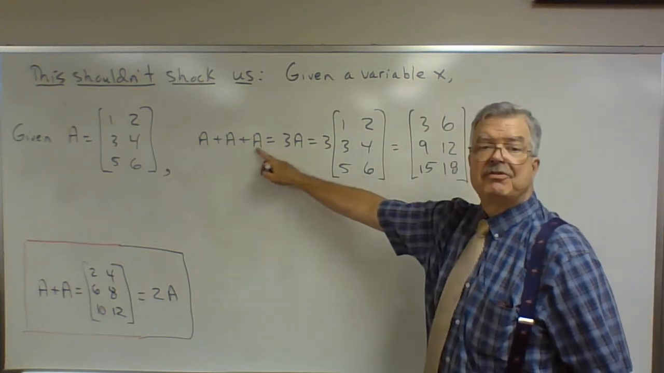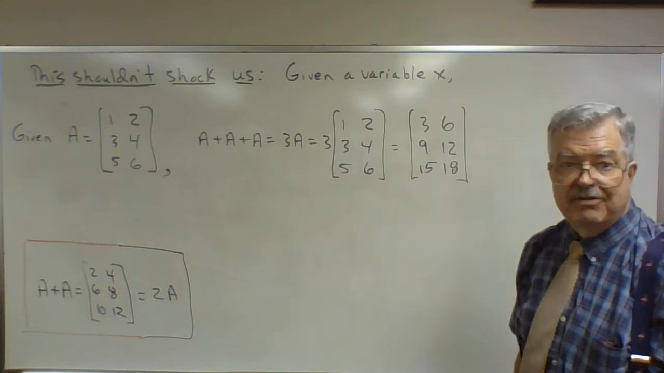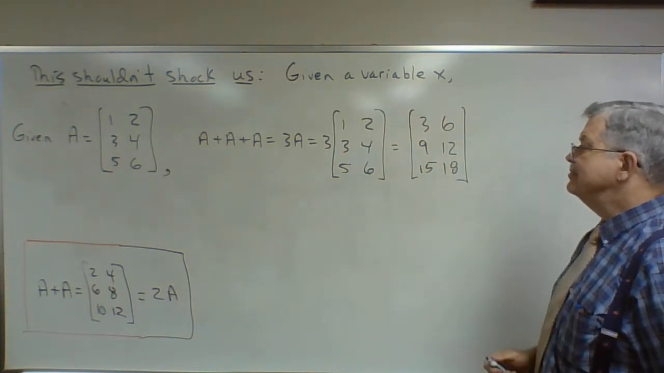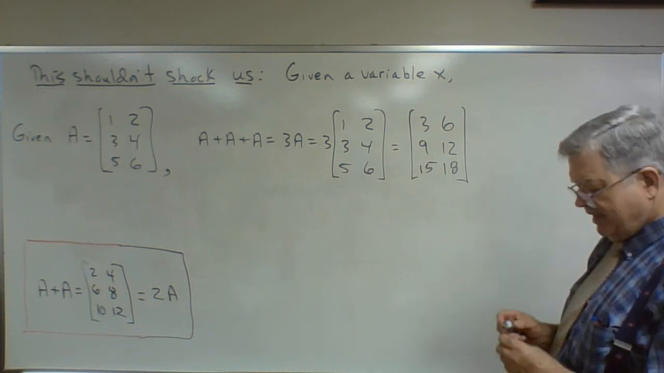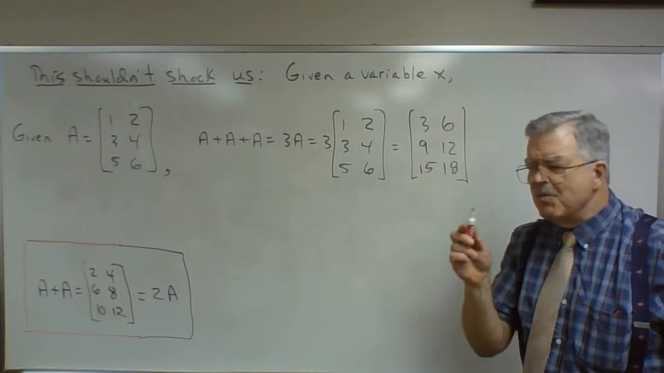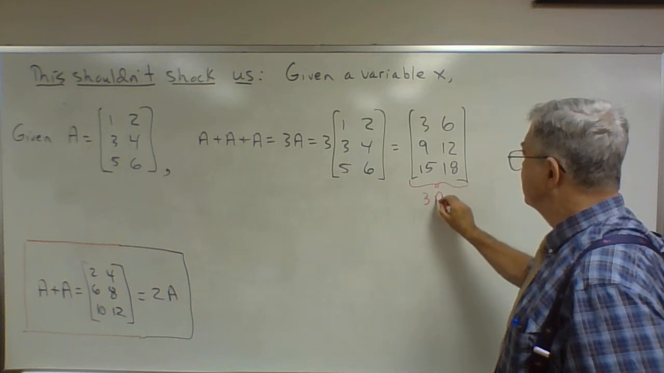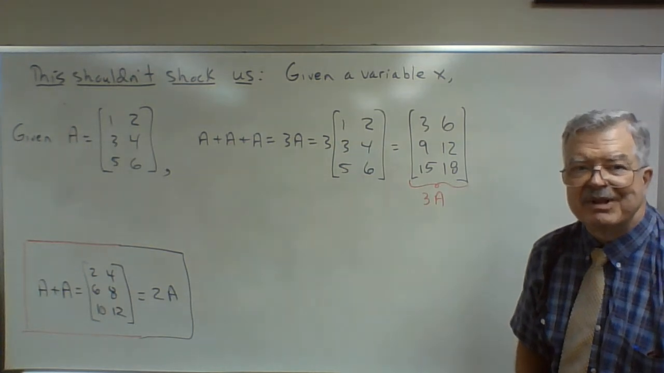Adding a matrix to itself 3 times is the same thing as multiplying the matrix by the scalar 3. And this is what we get. You don't believe me? Well, just this one more time. Let's check and make sure that it really works.